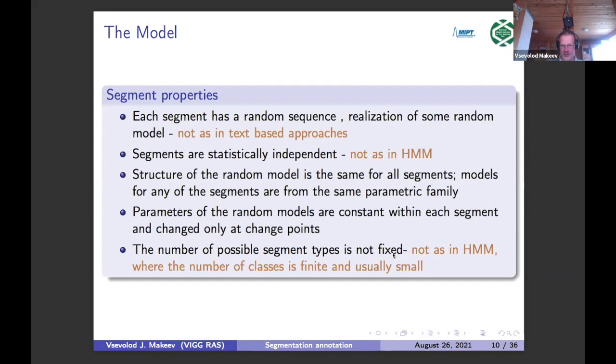So in HMM, we know the number of classes. In Fogel-Lorentz, we know the number of segments. And here we don't know the number of classes, neither the number of classes nor the number of segments. So it can be any, and that's the subject of optimization we're going to consider now.